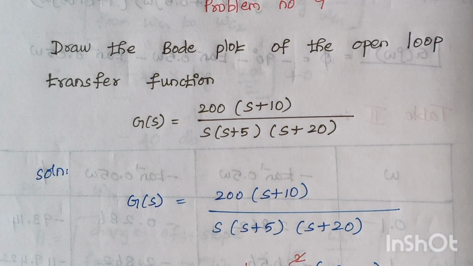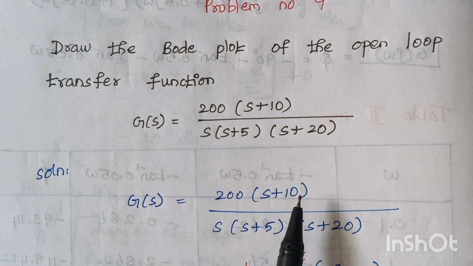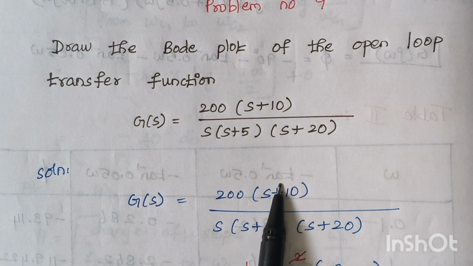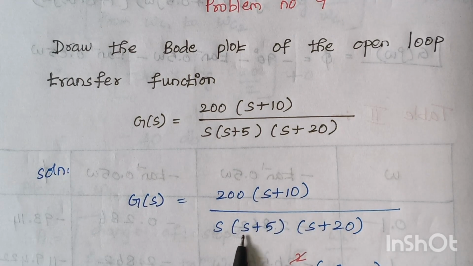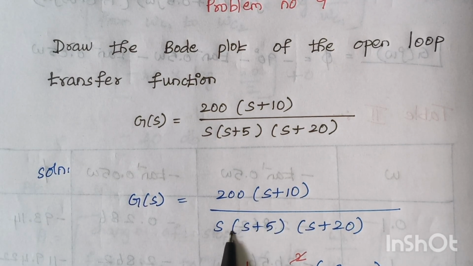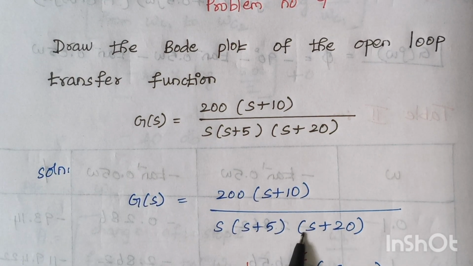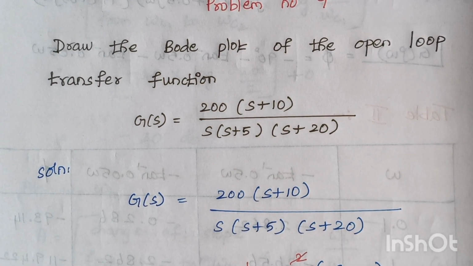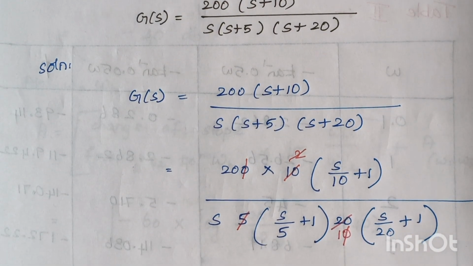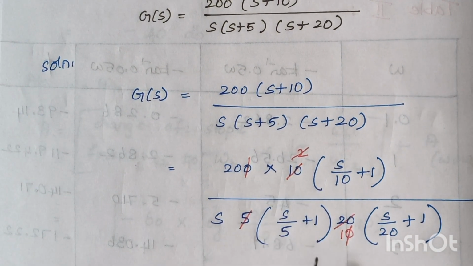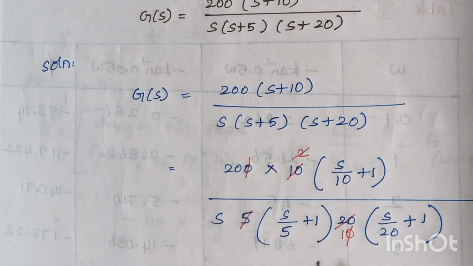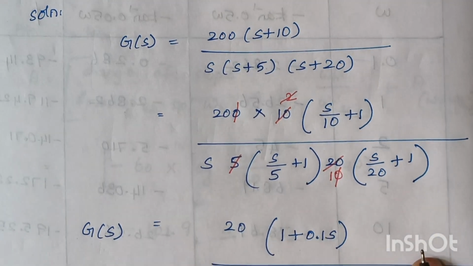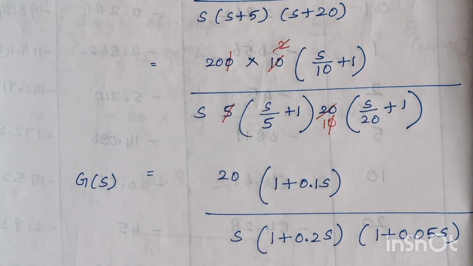The first step is we are going to take the constants outside from each expression. From this s plus 10, we are going to take this 10 outside, and in this s plus 5, I am going to take this 5 outside, and this s plus 20, I am going to take this 20 outside, right? So here I have taken the numbers outside. After taking out the numbers, when you cancel, finally we are getting an expression like this, right?